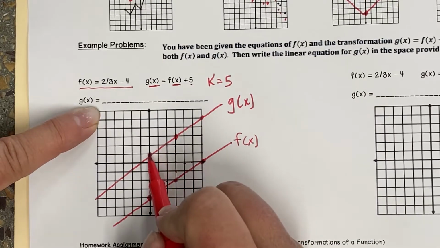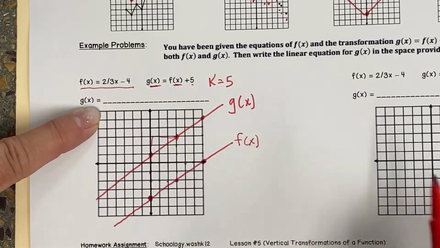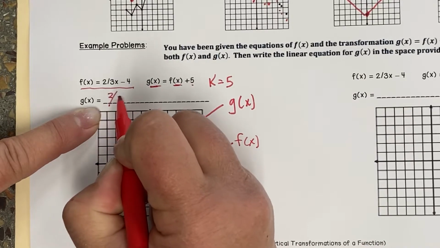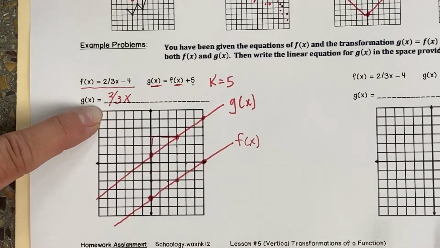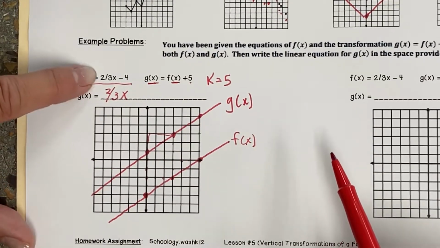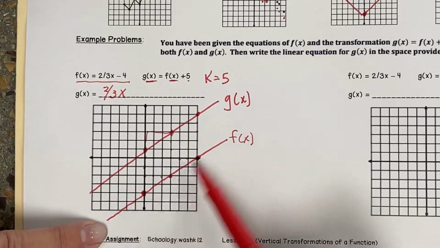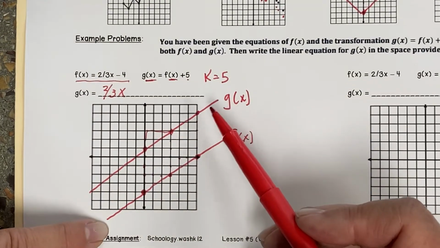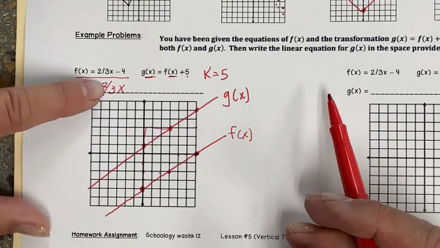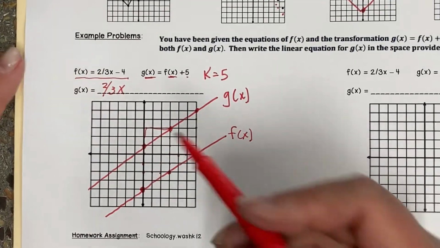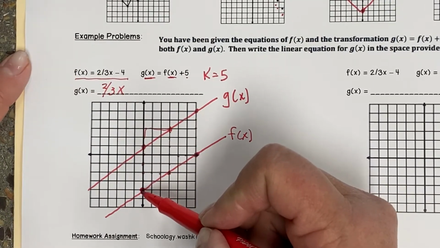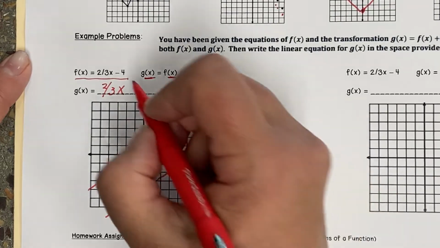So this one is 2/3 x, which I would expect to be the same slope as the f of x because they're parallel to each other. All we did is slide it up. They're still parallel, so their slope didn't change. The only thing that changed was the y-intercept. It used to go through -4, and now it goes through +1.